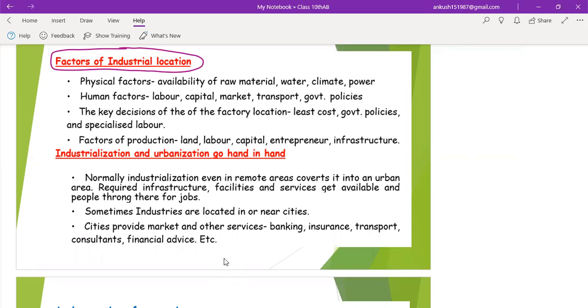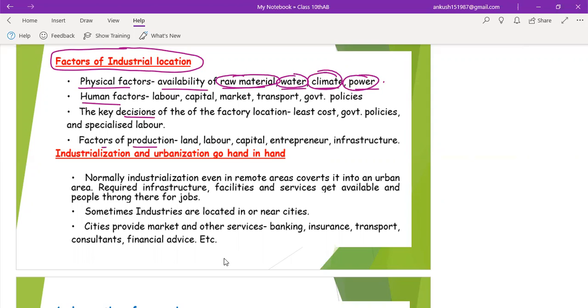But only getting raw material is not sufficient for any industrial sector to grow. How? Physical factors are important, human factors are important, the decision making process is important, and factors of production as well. So availability of raw material, water, climate, power, these are physical factors. Raw material is very important. Suppose raw material is available but water is not available, suitable climate is not available, suitable power supply is not available, so industry can't grow there.